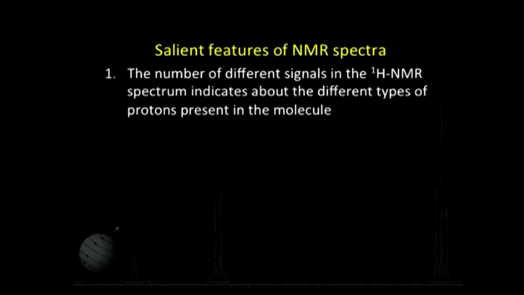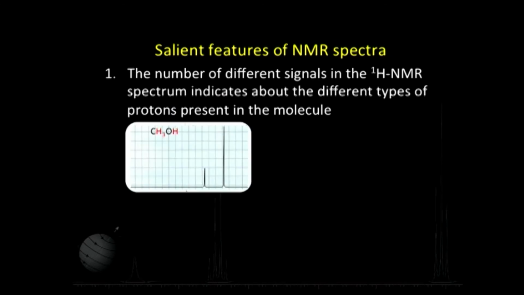Now, to make a case for a basis for today's session, let us quickly recall the salient features of NMR spectra. There happen to be 4 such features. The first one is the number of different signals, because in NMR spectra you get a number of signals. The number of different signals indicates the different types of protons present in the molecule. Let us look at some examples here. This is simple methanol. We see here that we get 2 signals, which are indicative of 2 types of protons in the molecule. One is a methyl proton, one is an OH.